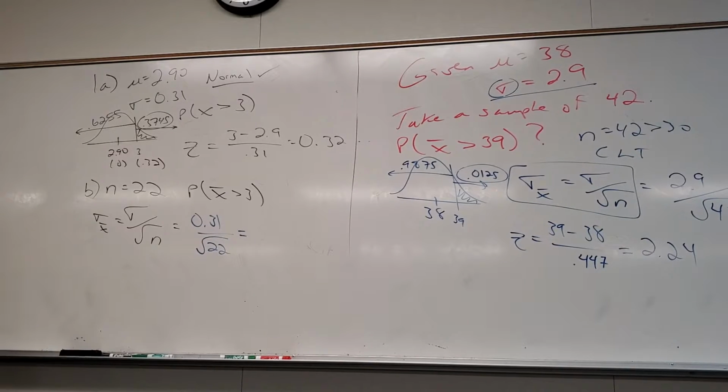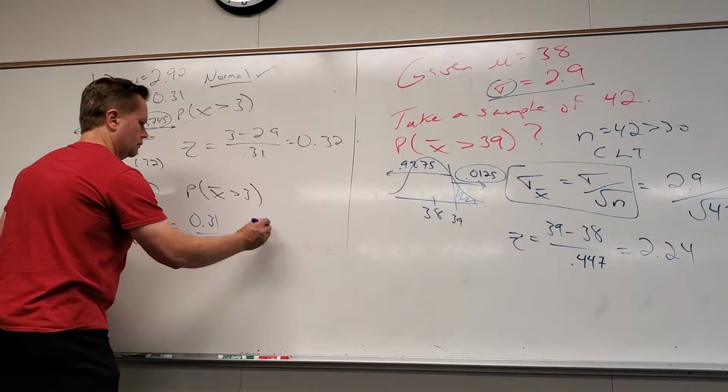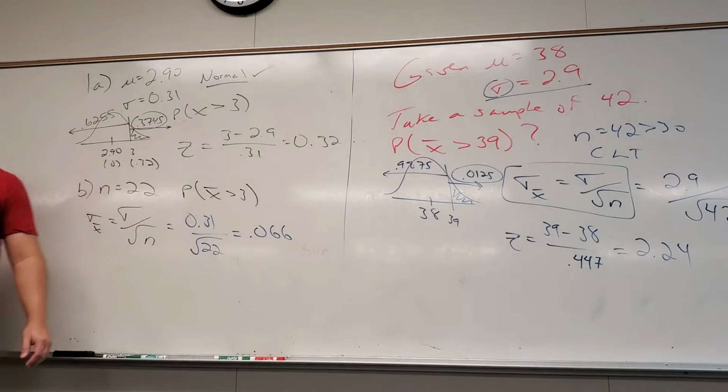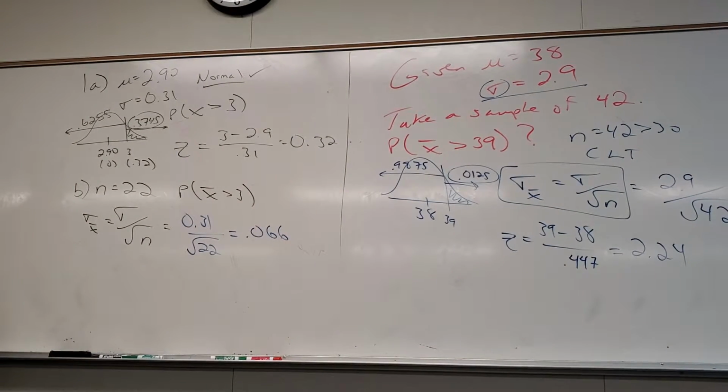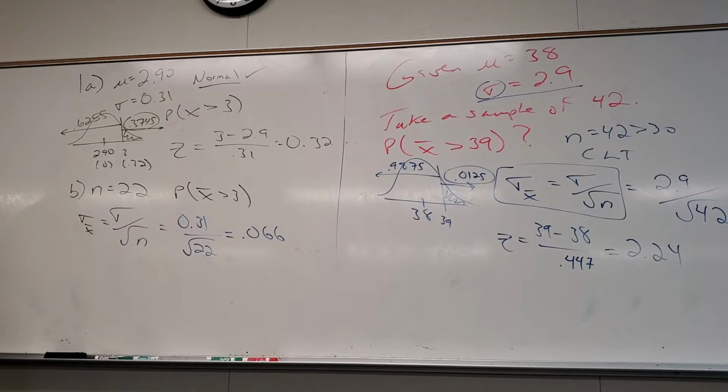It's like 0.08 something. 0.066. And you can make it 661 if you want to. Remember, it has to be at least 3 places.